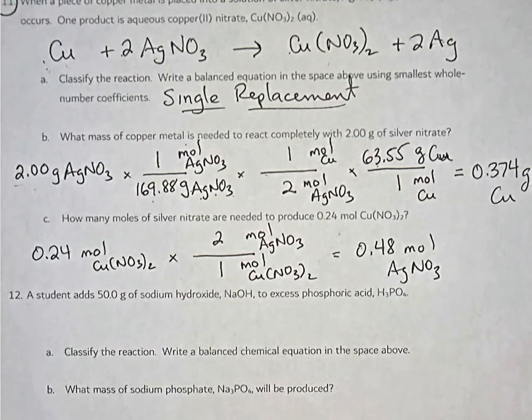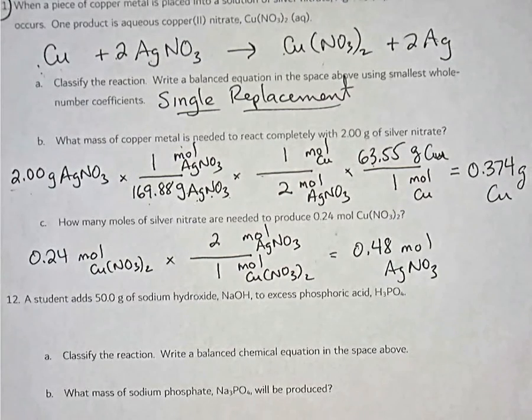Okay, so those are several examples of basic reaction stoichiometry. None of them involved limiting reagents, and none of them involved percent yield. Those are things that we'll add on in another lesson about reaction stoichiometry. I hope that helps. Good luck with your studying.